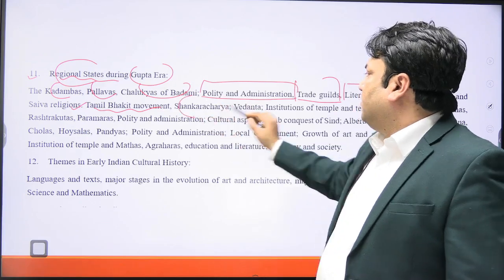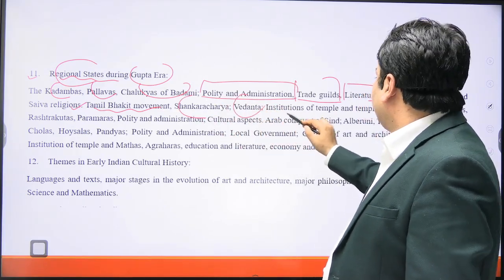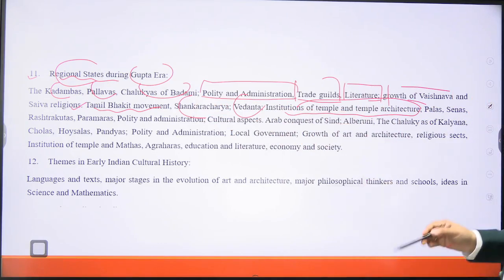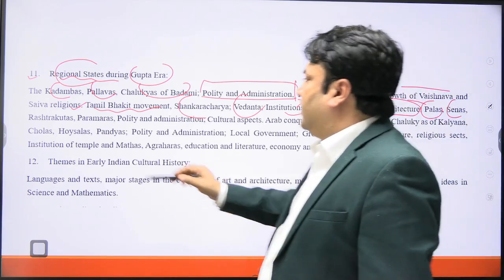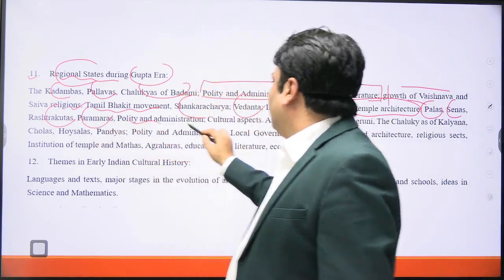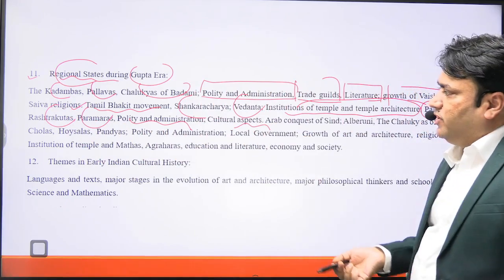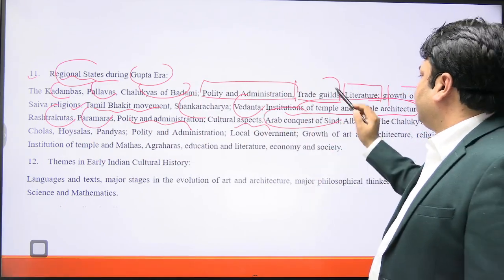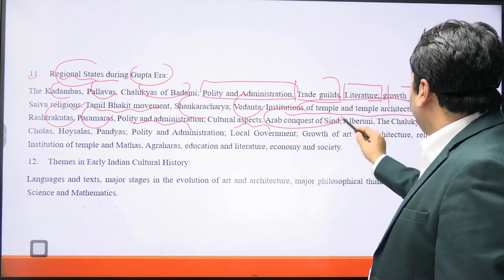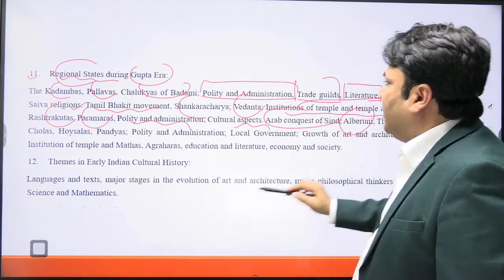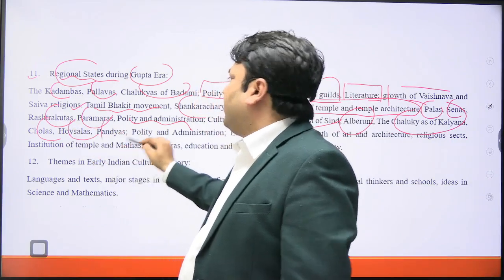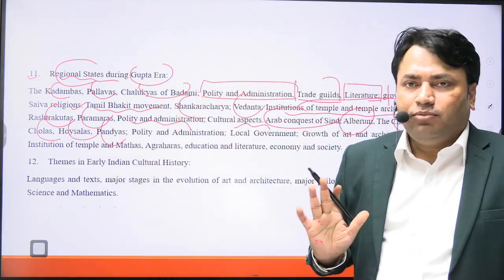We need to study about Sankaracharya, Vedanta, institutions of temple and temple architecture, other regional dynasties, Pala, Sena dynasty, Rashtrakuta dynasty, Paramara dynasty, polity, administration, cultural aspects we need to understand, Arab conquest of Sindh we need to understand, Al-Biruni we need to understand, the Chalukyas of Kalyana, Chola, Hoysala and Pandyas. Okay, so there are so many types of topics.